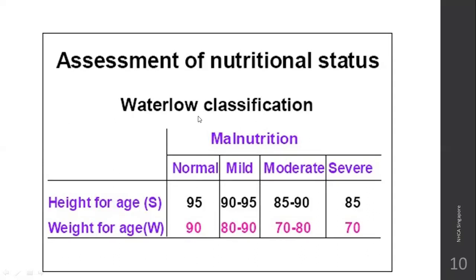So you can see here, this is the Waterlow classification. Height for age, if it is above 95%, we consider the child normal. 95% is the group of children in that age group; the majority of them have a height, and if the child's height is also in that majority, it is above 95%.